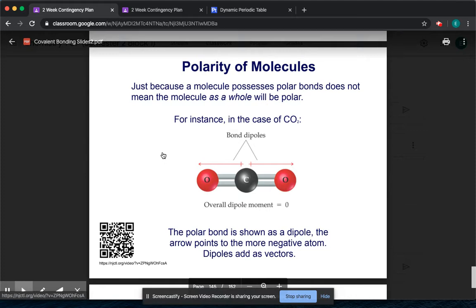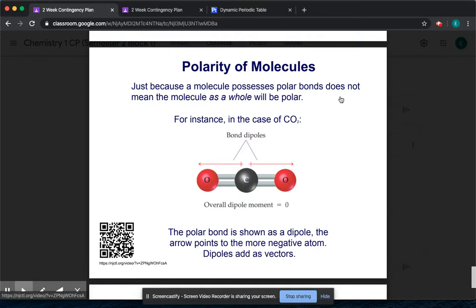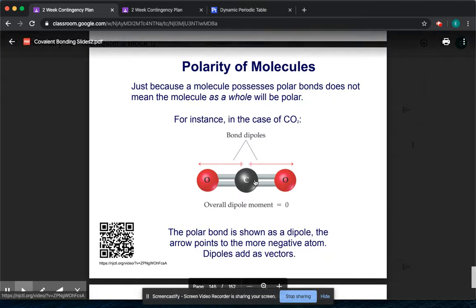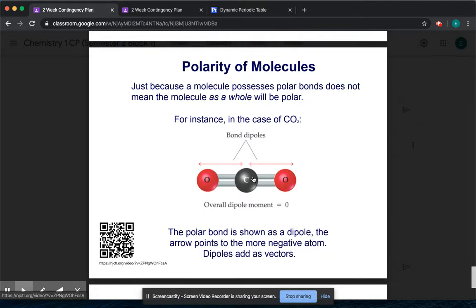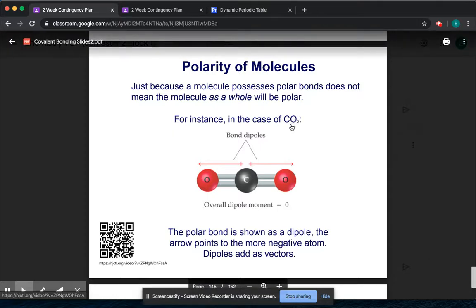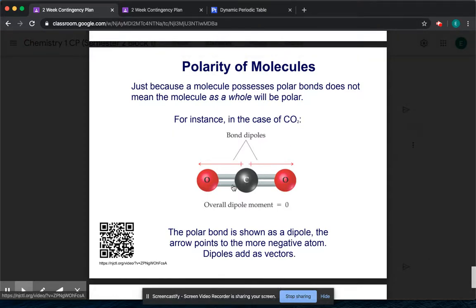Now we just went through the polarity of individual bonds. You can have bonds be polar, but the molecule in general can be nonpolar. So you can have polar bonds, but a nonpolar molecule. How is that possible? If the poles cancel each other, that's how that's possible. So in this case, we have CO2, and this is what CO2 would look like. We have carbon double bonded to both oxygens. This goes back to the molecular geometry, which was the VSEPR stuff, which was yesterday.